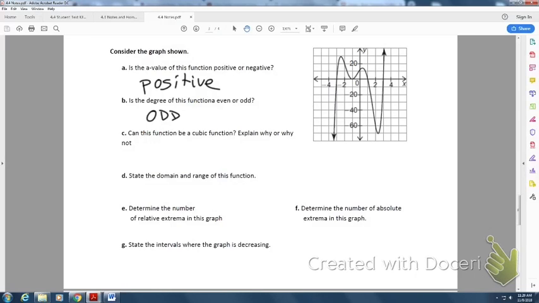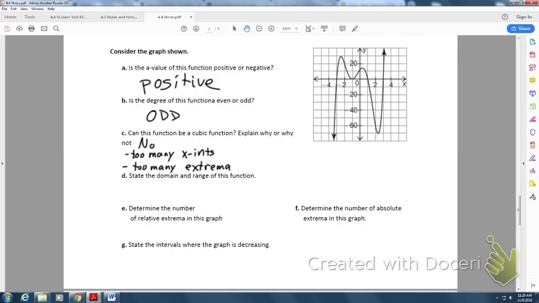Can this function be a cubic function? Why or why not? So I've got 1, 2, 3, 4. So according to what I told you on the last problem, the maximum number of x-intercepts a cubic function can have would be 3. This one has 4. One of my explanations I can have would be too many x-intercepts. My other one would be too many extrema. Because if it's cubic, the maximum number of extrema that it could have would be 2. Well, this one has 1, 2, 3, 4 extrema.